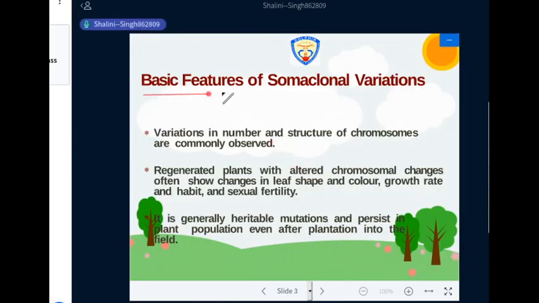What are the basic features of these somaclonal variations? These are observed due to variation in number and structure of chromosomes. Regenerated plants with altered chromosomal changes often show changes in leaf shape and color, growth rate and habit, and also in sexual fertility. They are generally heritable mutations and persist in the plant population even after plantation into the field.